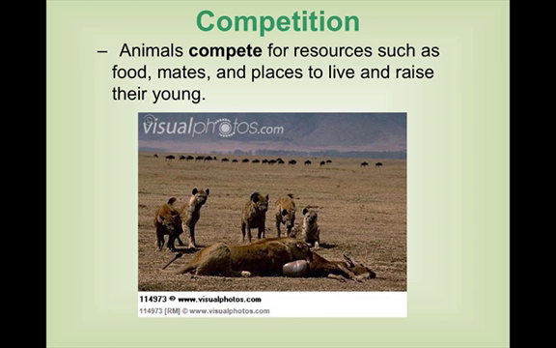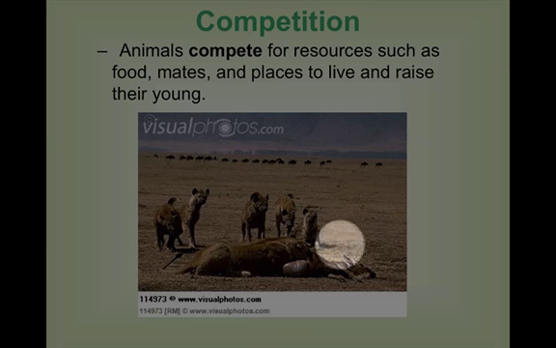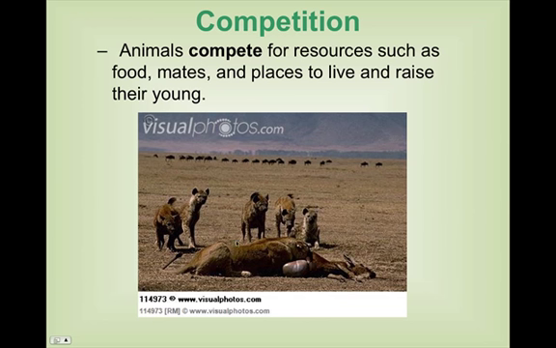Of course, competition happens because of resources: food, mates, and places to live and raise your young. What I have here is a picture of a lion that has just made a kill. This lion wants to eat that kill. It worked very hard to catch it, but it's tired. It took a lot of energy to kill and drag down this animal.